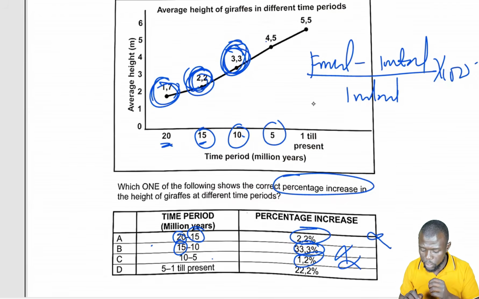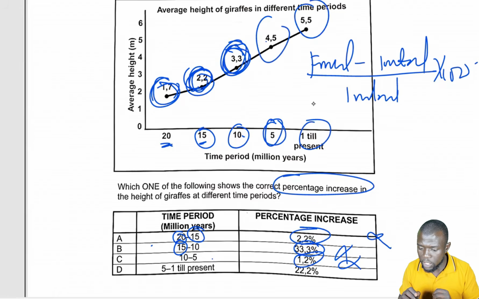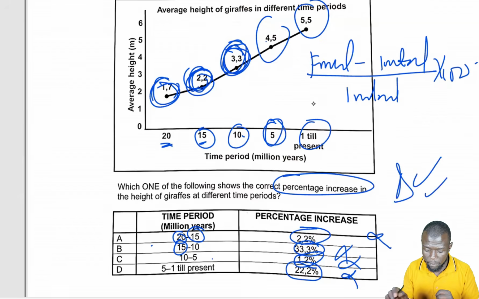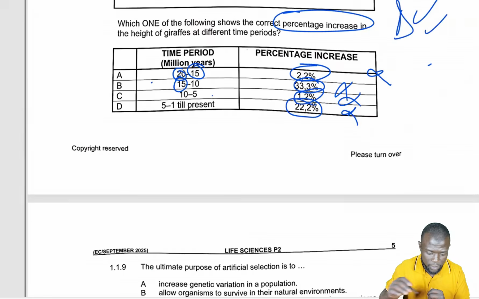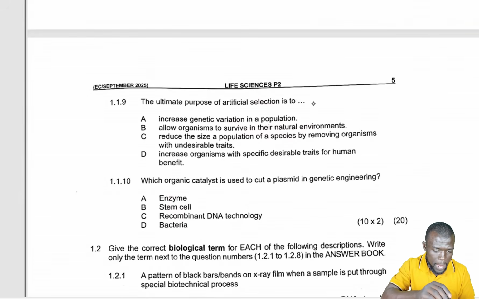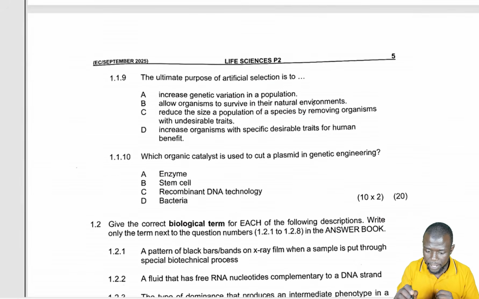Then 5 from here until present is 5.5 minus 4.1, that is 1 divided by 4.5, then times 100. If you get this, then that becomes the correct answer. If it's wrong, then it's wrong. So our most correct answer here is D. So D becomes the most correct answer. You understand? Yes. We go to the next question.